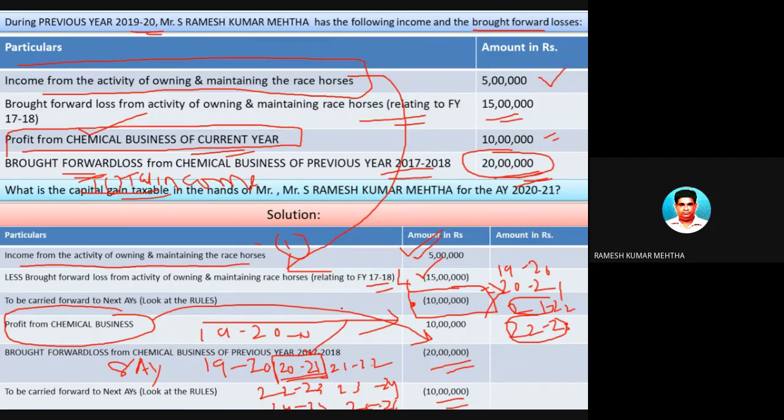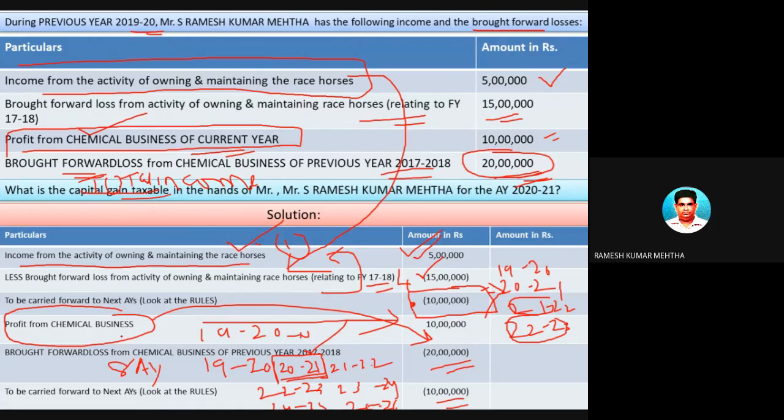So in this case, there is no income because all the incomes were set off against the other income. The loss from the business of owning and maintaining of horse races was set off against income from similar activity, and the remaining 10 lakhs could not be set off because of inadequate income.